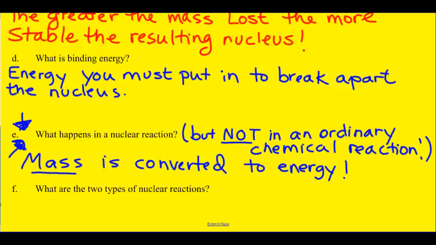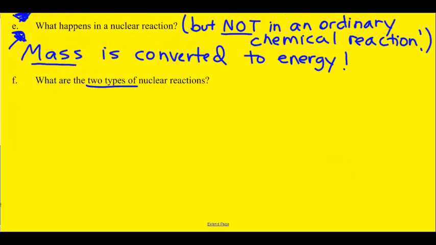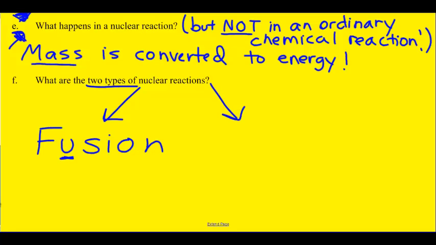There are two major types of mass converted to energy reactions. One is called fusion with a U, make sure you're saying it right and spelling it right. And the other is called fission with two S's. So fusion with the U, fission with two S's. Those are the two major types of nuclear reactions, and we'll learn more about those in our video tomorrow.